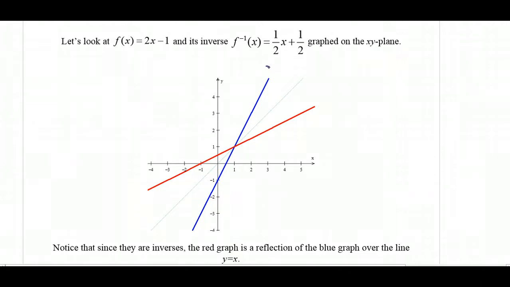So this blue graph is f of x equals 2x minus 1, positive slope 2, y-intercept negative 1, and f inverse of x is the red graph, 1/2 x plus 1/2. And so notice that since these graphs are inverses, the red graph is a reflection of the blue graph over the line y equals x. So this lighter line right here, that is the equation y equals x. So two functions are inverses if they reflect over the line y equals x.